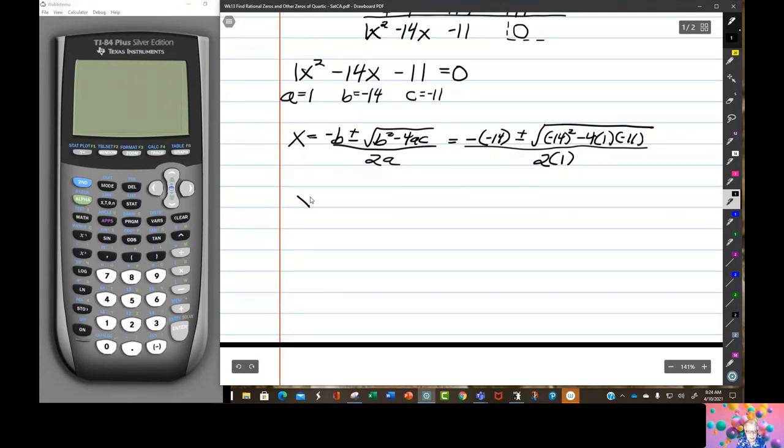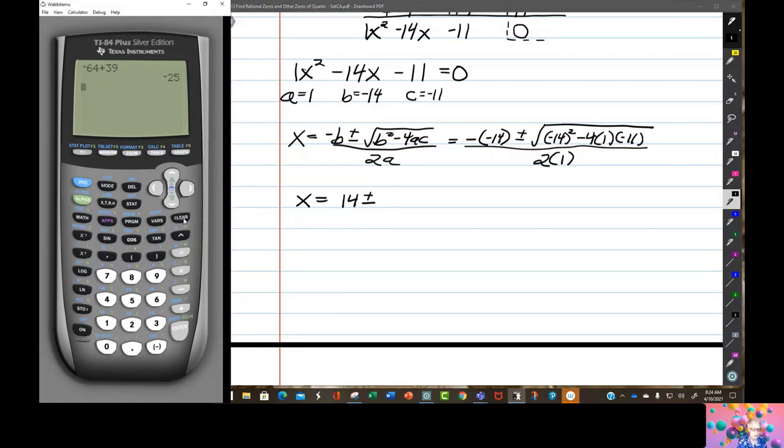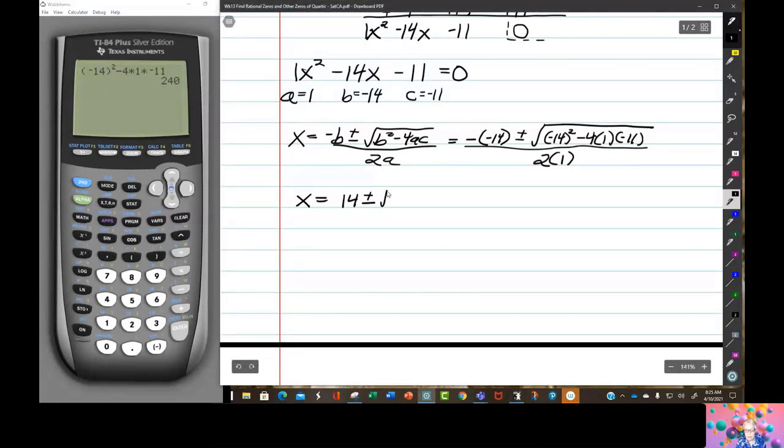Okay, and what's this going to equal? This is going to be x equals positive 14 plus or minus, I go over here, parentheses negative 14, parentheses closed, squared, minus 4 times 1 times negative 11. And I get 240, the square root of 240 over 2. Now, remember, you always have to reduce your radicals when necessary.